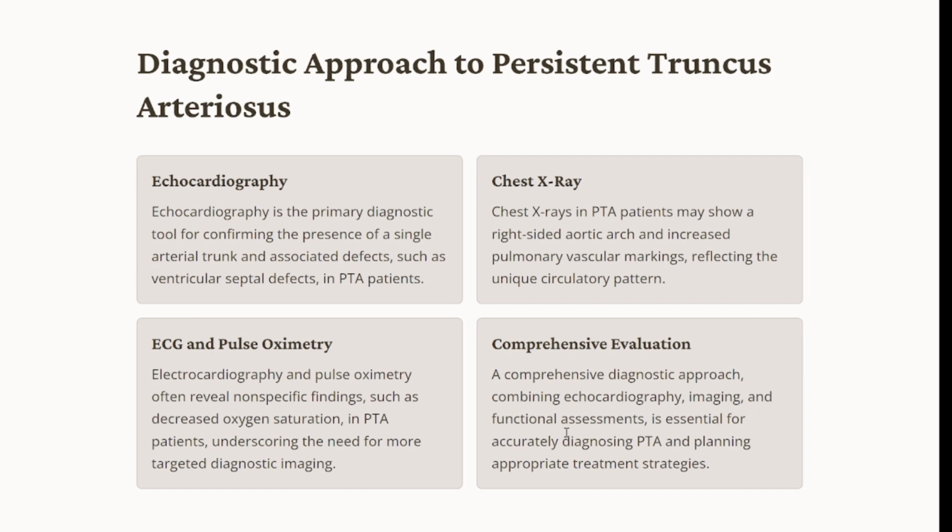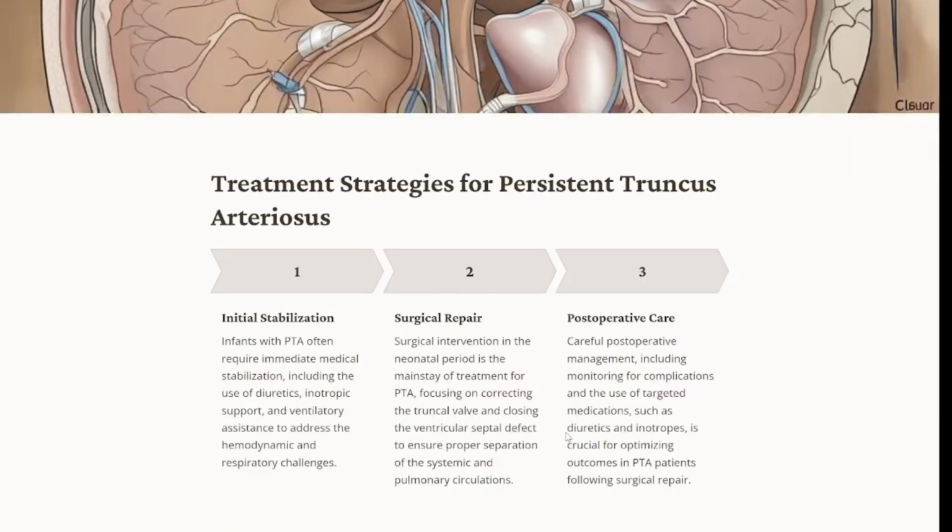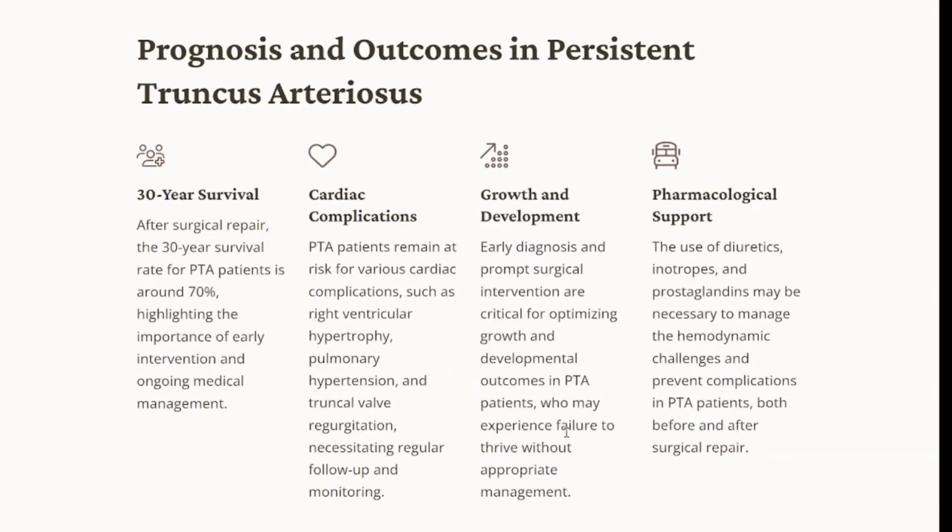Treatment: initial medical management, stabilization with diuretics, inotropic support, e.g. dopamine, ventilation, and correction of metabolic acidosis. Surgical repair recommended in the neonatal period to correct the truncal valve and close the VSD, ensuring proper separation of systemic and pulmonary circulations. Prognosis: post-surgical repair, the 30-year survival rate is around 70%.